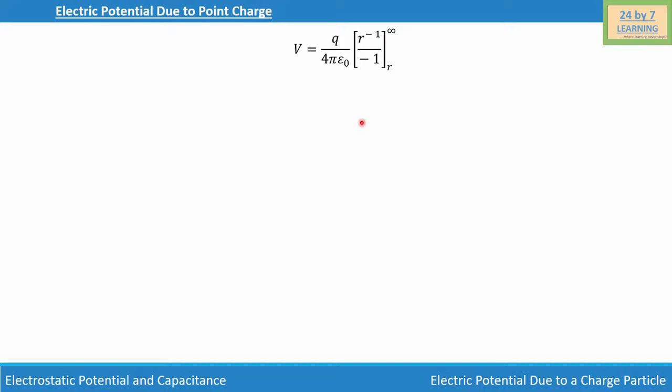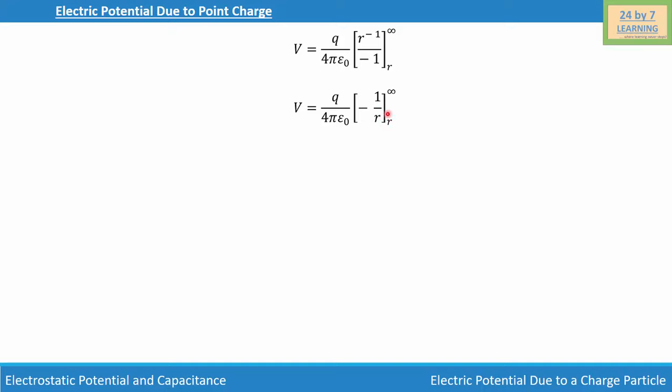Now let's simplify further, and if we do that, this r to the power negative 1 will go to the denominator and we will write V is equal to Q over 4 pi epsilon 0, and inside the bracket negative 1 over r, lower limit is r and the upper limit is infinity.